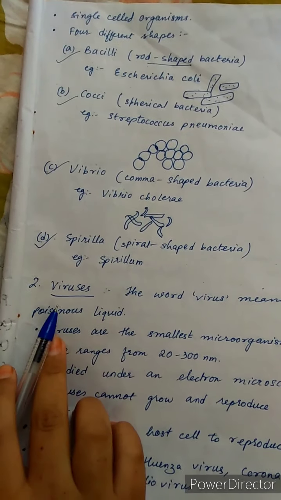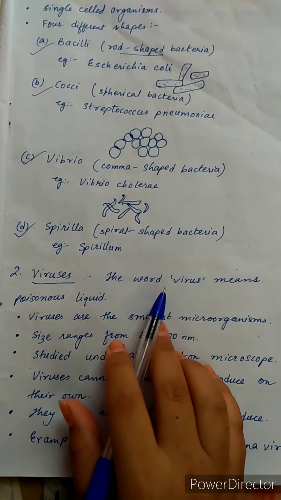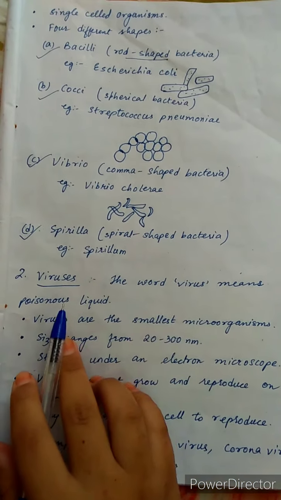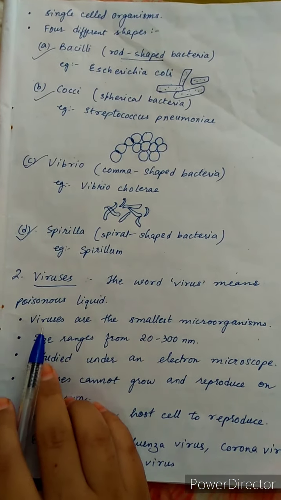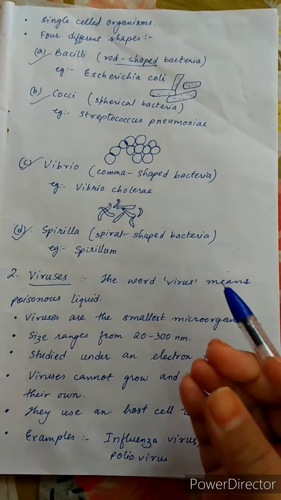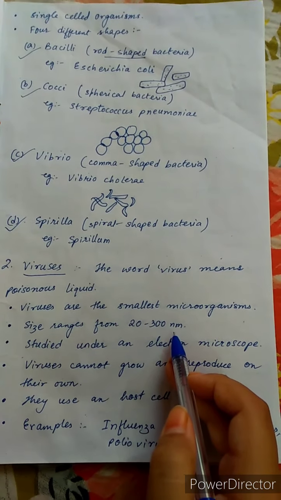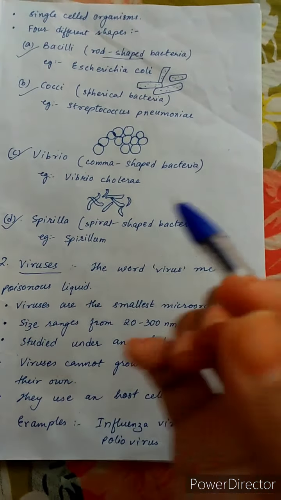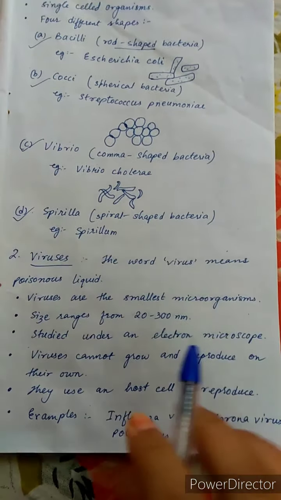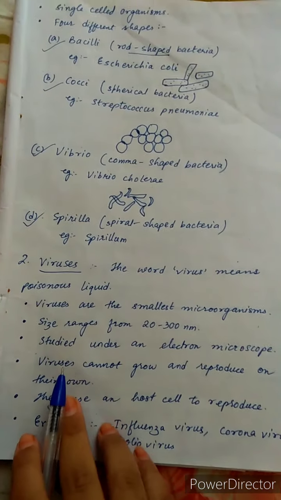Now the second classification is viruses. Viruses means what? The word virus means poisonous liquid. Viruses are the smallest microorganisms. Their size ranges from 20 to 300 nanometers. Nanometer means it's a small particle. They are studied under an electron microscope.